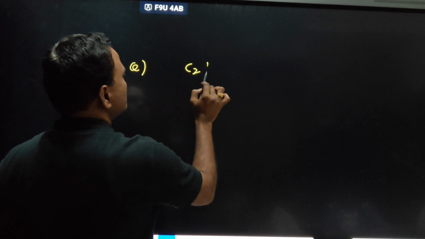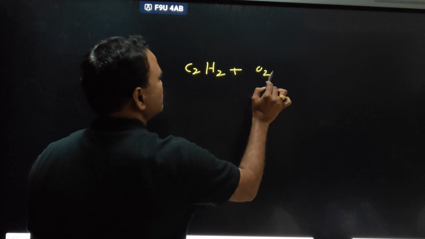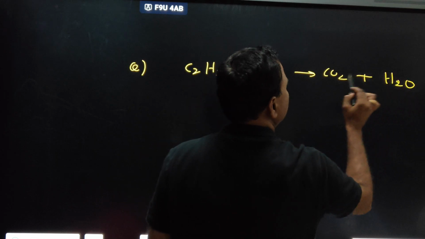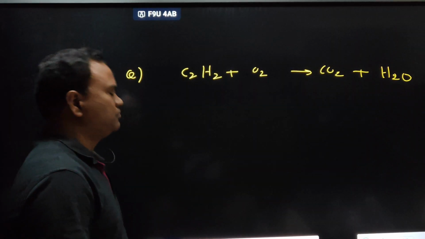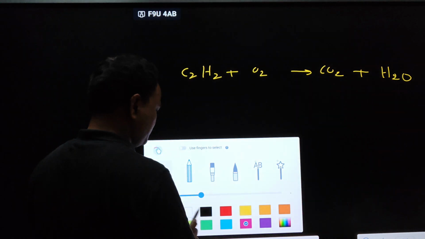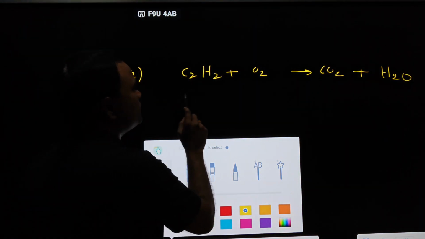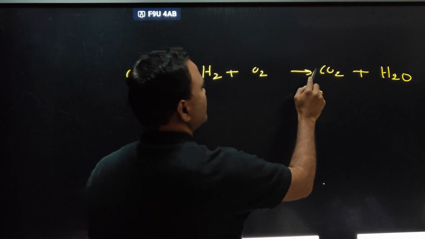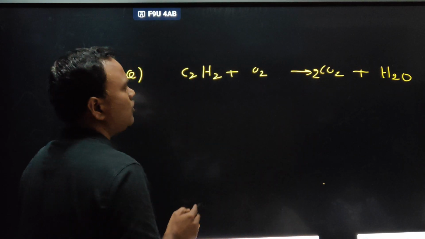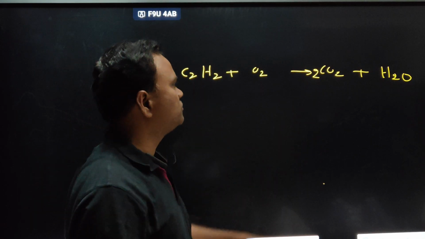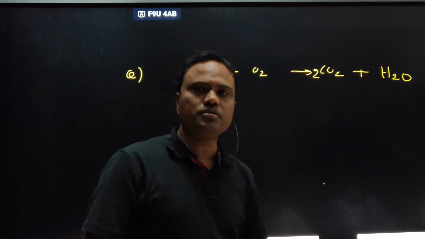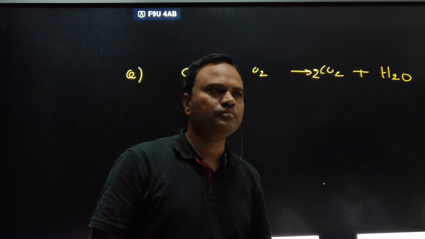Second question. Acetylene, C2H2 plus O2 gives rise to CO2 plus H2O. Tell me moles of water and CO2 produced. See, 2 carbons are present on the left side, so right side 2 carbons. How many hydrogens are present? 2. Here also 2. Hydrogens are balanced. How many oxygens are present on the right side? 5.